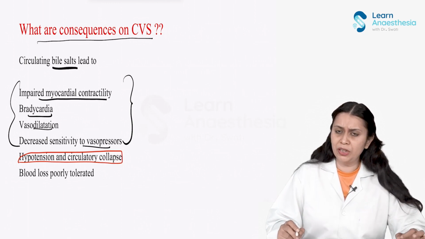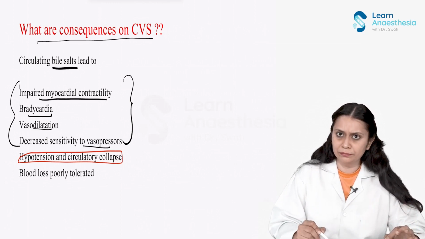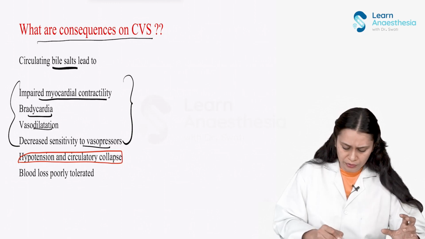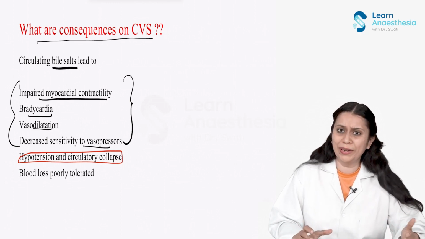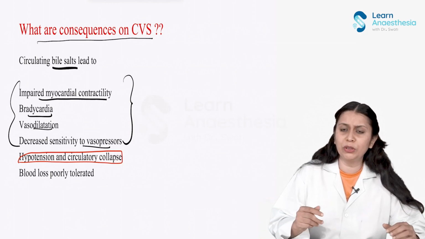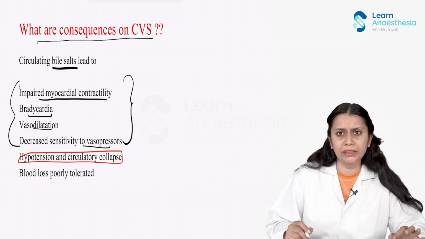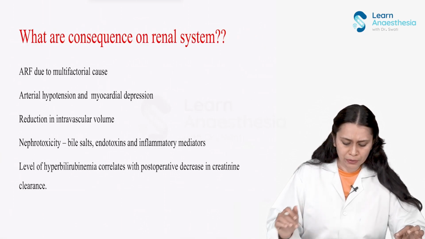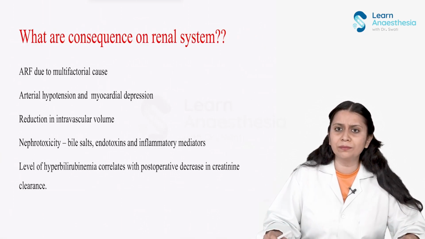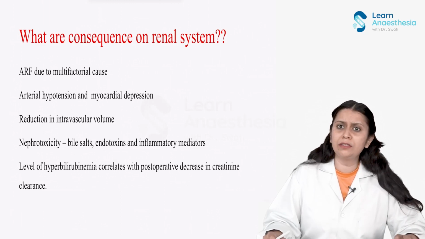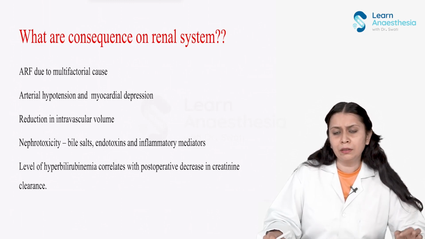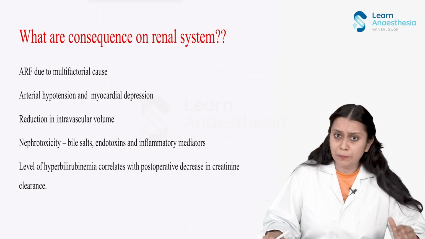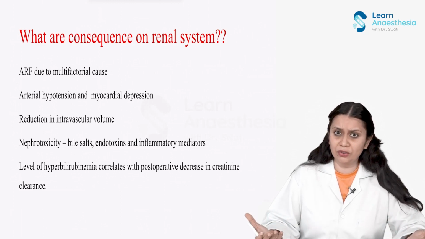So in a patient with liver dysfunction, right, we need to restore the blood volume as quickly as possible. Blood loss should be replaced because blood loss is very poorly tolerated. This we have to keep in mind during the intraoperative period. Okay. Now what are the consequences on the renal system? Acute renal dysfunction is very common in acute hepatic dysfunction, especially cholestatic jaundice.